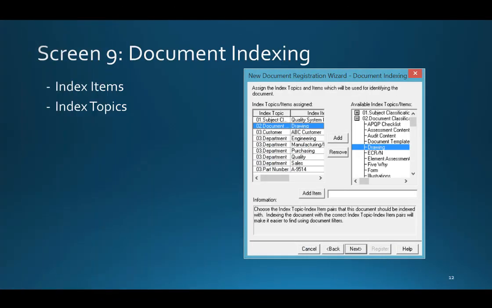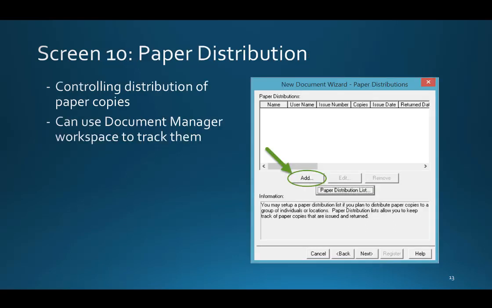For the ninth screen, we will determine what indexing needs to be added to the document. If producers have been given the right to add index items, must have index topic privilege, to any existing topic, they can add items in the new document registration wizard document indexing screen. This is very helpful because if the item they need is not in the list, they can add the item they need without having to cancel the new document registration wizard.